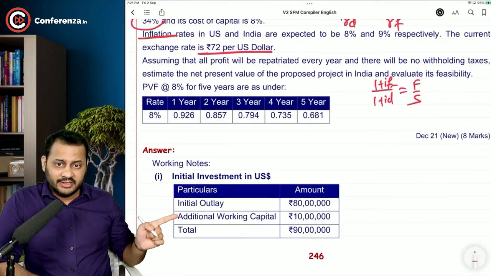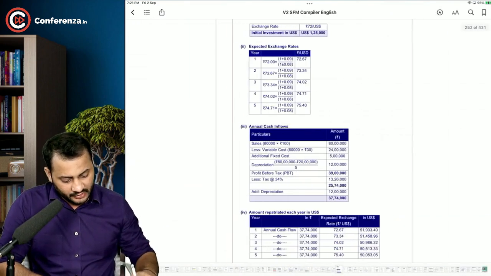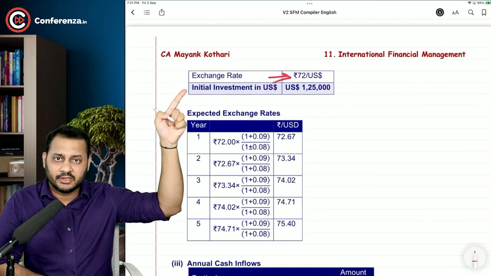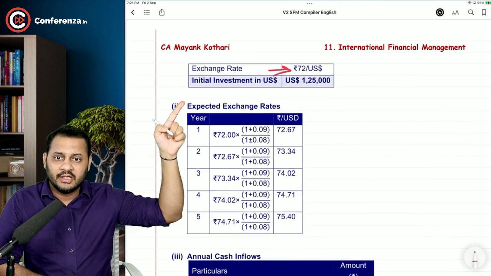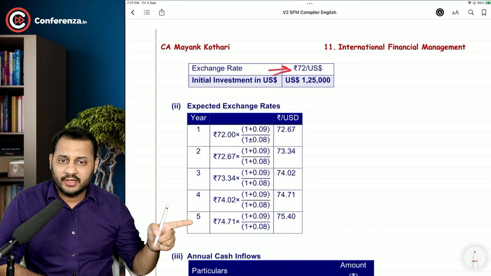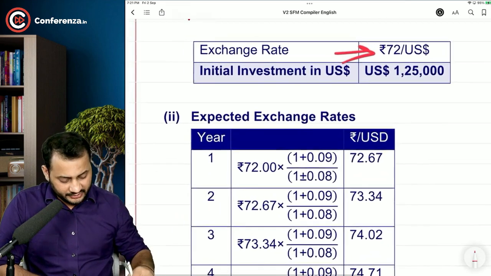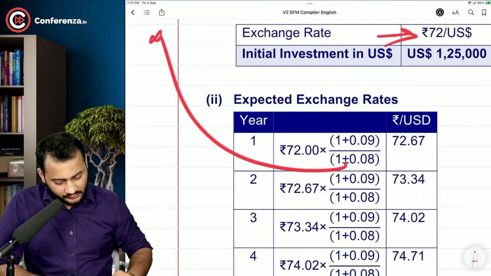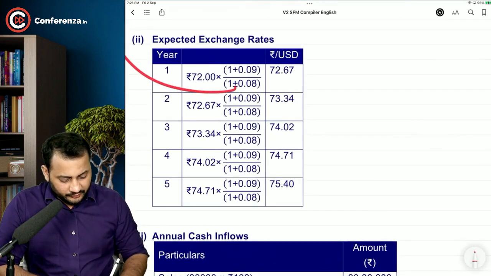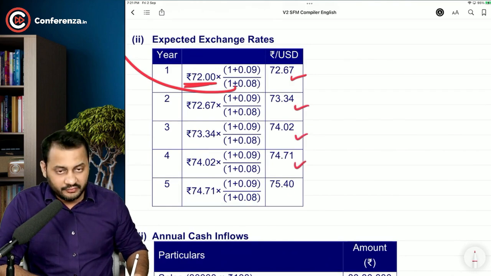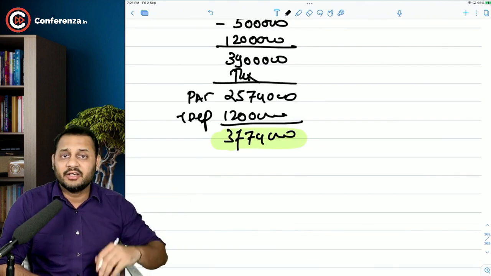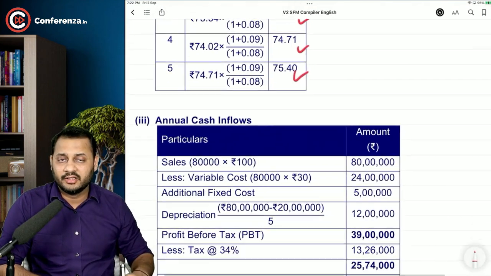So the initial investment is 80, 10, 90 lakhs. Done with it. Now, converted at the spot rate, the initial investment in dollars comes to 1,25,000. Then the expected exchange rate for all the 5 years using purchasing power parity theory with 9 and 8% of the inflations. So you will come up with this spot rate and then 1, 2, 3, 4, 5. So this 37,74,000 5 times will be converted into dollar at different figures. You will get different figures for that.